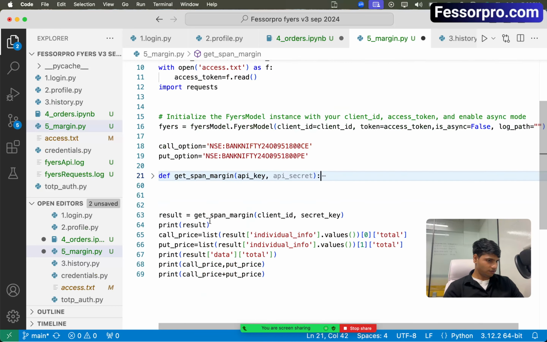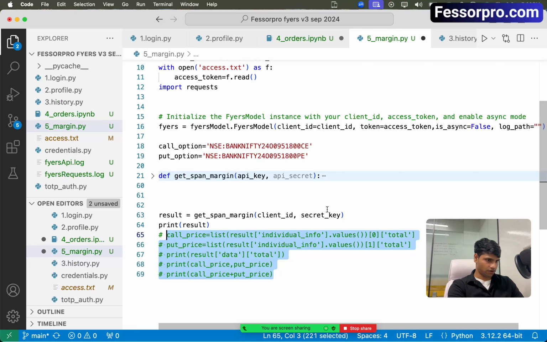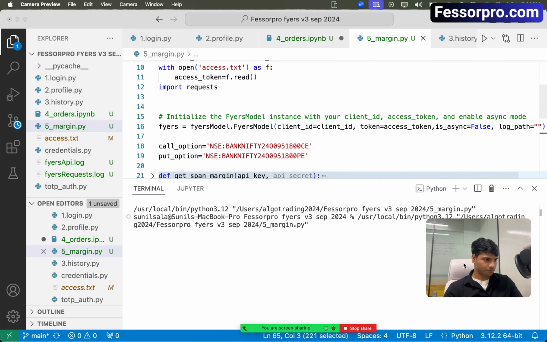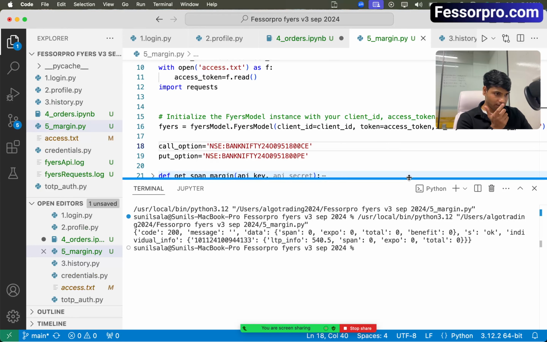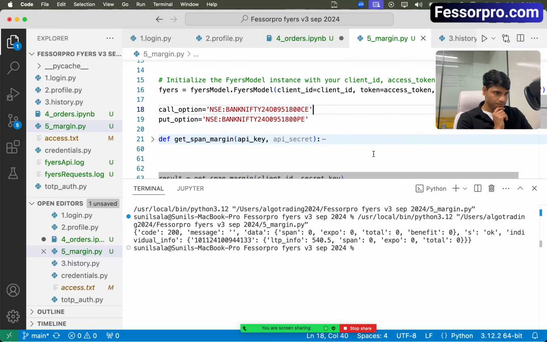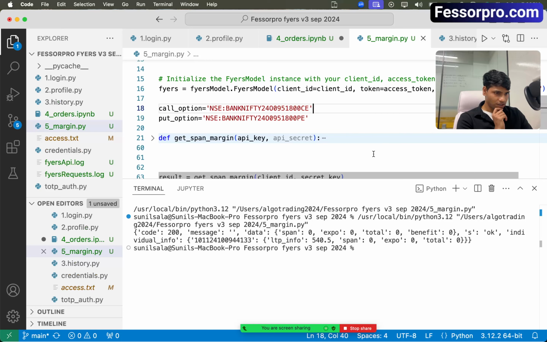Okay. Now I'll call the function get span margin. I'll send the client ID and secret key and I'll just print the result. Okay. And after printing, let's take a look at this result for now. I'll just run the code. Like the market is closed, so I might or might not get some value. Actually, it's not giving me anything. Maybe because the market is closed, that's the reason.